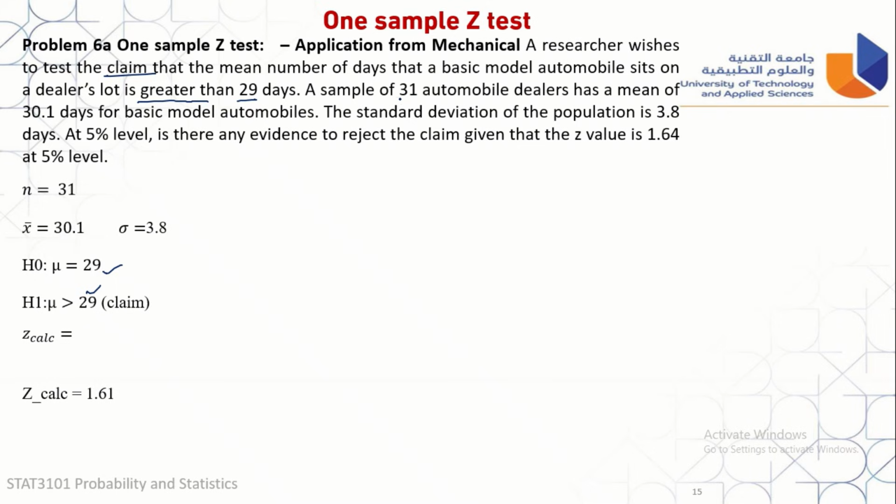And continue. A sample of 31 automobile dealers. So this is the value of n, so n is equal to 31. 31 is greater than 30, and greater than 30 means it is a large sample. Large sample means it is a z test.